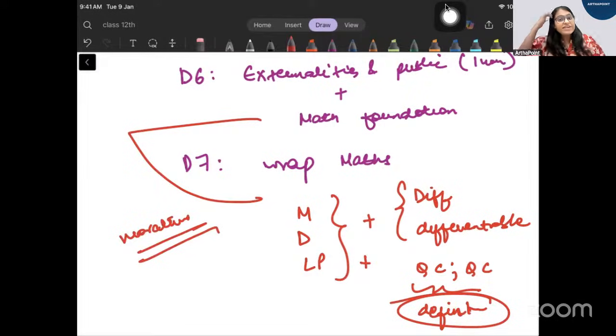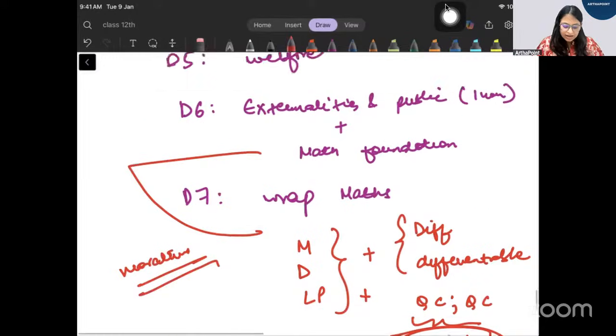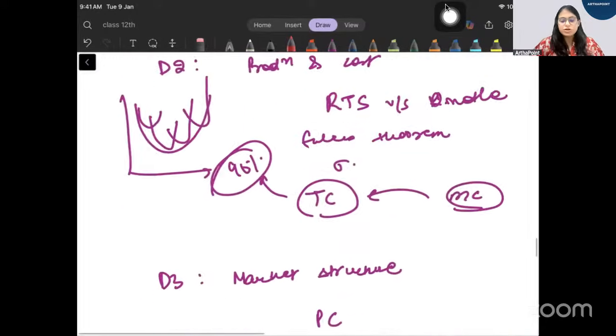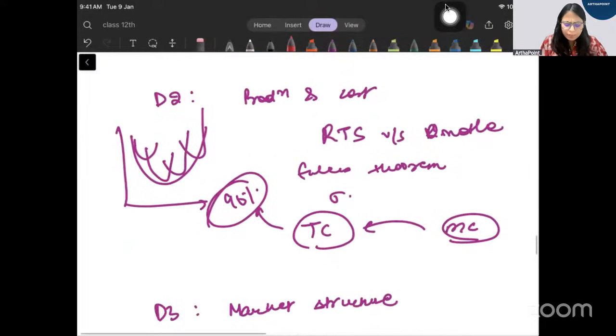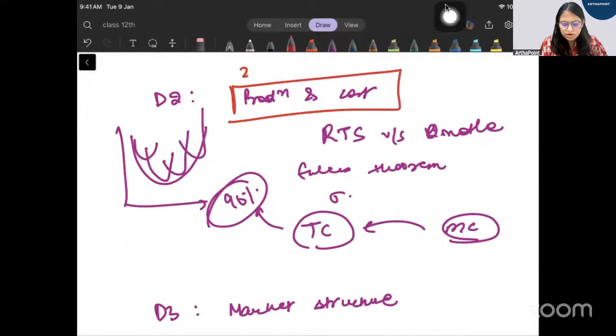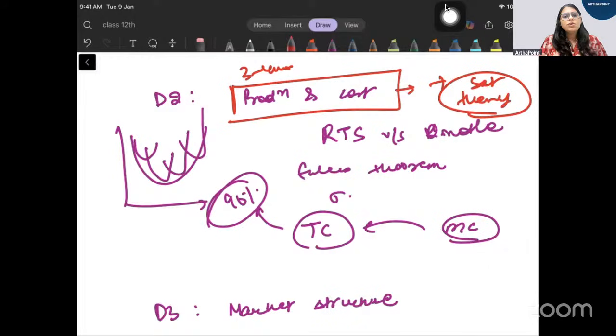So in 7 days, if you have any time left in day 1 to 6, revise some more part of maths. Suppose you think, ma'am, production and cost, I could finish up in 3 to 4 hours. I have time left. Good. You pick up set theory here in the night. You do some quant in the night, but wrap up maths.